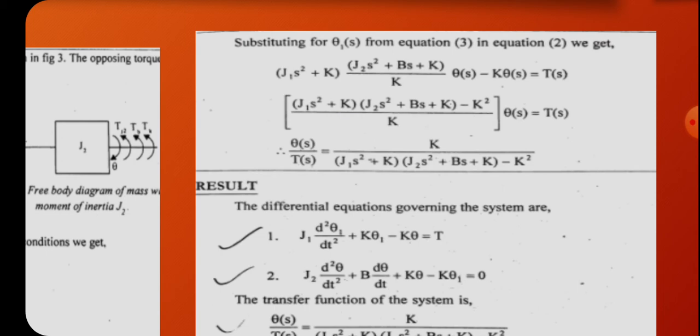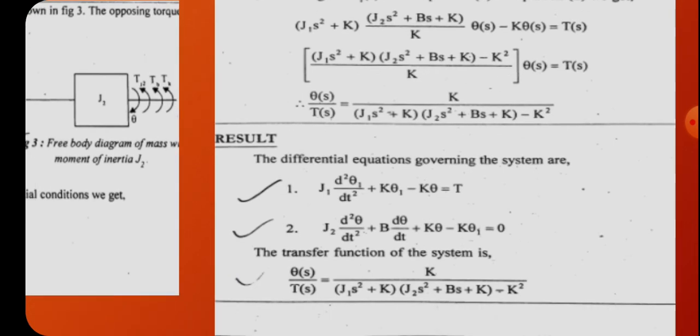First we are asked to find out the differential equation. Since there are two moments of inertia, there will be two differential equations. The differential equations governing the system are: first, J1 d square theta 1 by dt square plus k into theta 1 minus k theta equal to T. And the second is J2 d square theta by dt square plus b d theta by dt plus k theta minus k theta 1 equal to 0. We already found these two equations in the previous sessions.